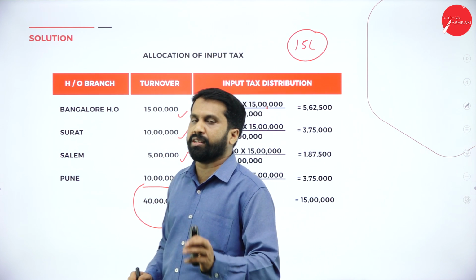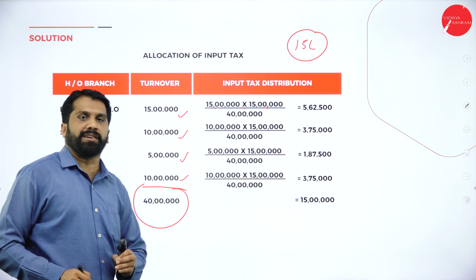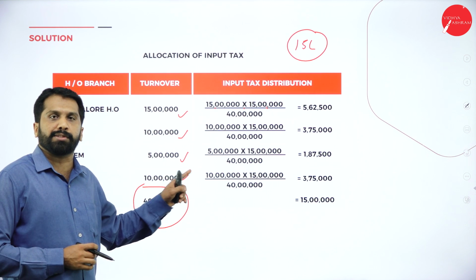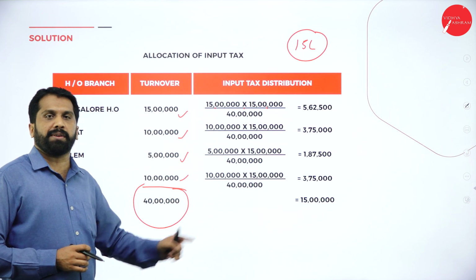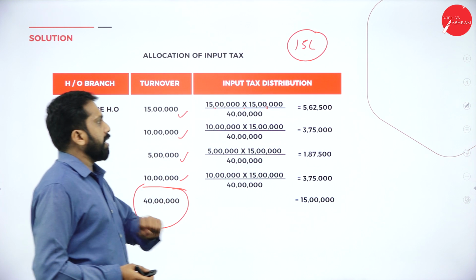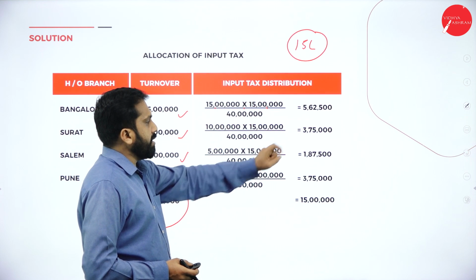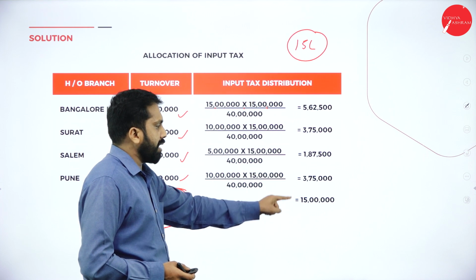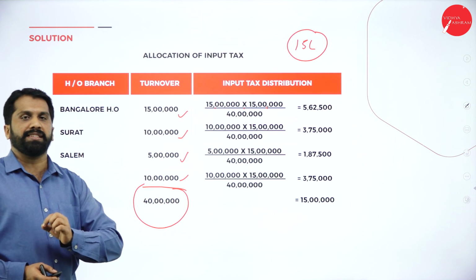Easy calculation. Easily you will get 10 marks. Hope even a school student can also solve this. You will get marks. Clear? So easy calculation. Now you got 5,62,000, 3,75,000, 1,87,500, 3,75,000. The overall total is 15 lakh.